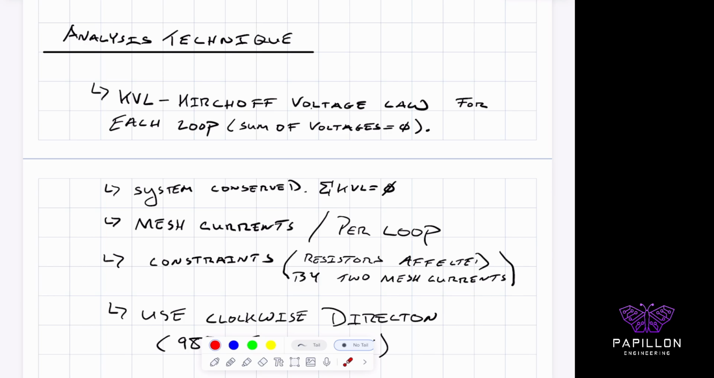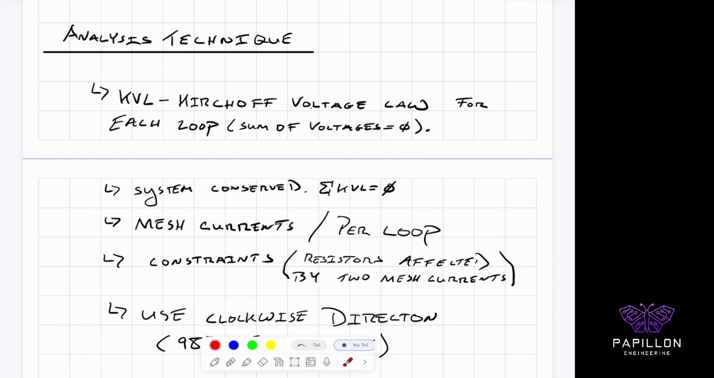We have to definitely focus on the mesh currents. Each loop will have its own. There's always going to be a constraint, or perhaps more than one, when it comes to 3 loops, which means there are going to be some resistors that are affected by two different currents, aka mesh currents.